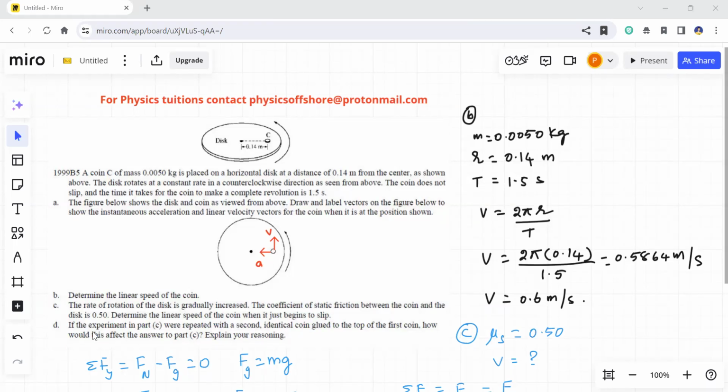Part D. If the experiment in part C were repeated with a second identical coin glued to the top of the first coin, how would this affect the answer to part C? Explain your reasoning.